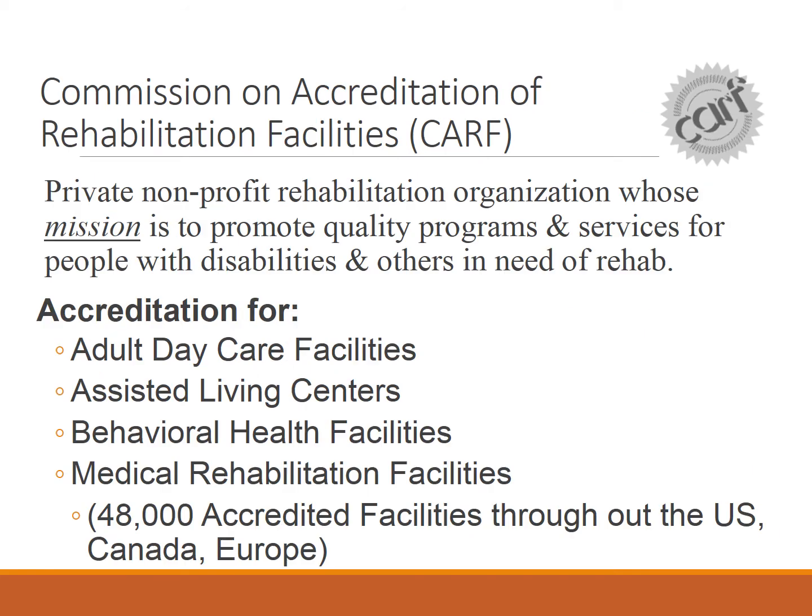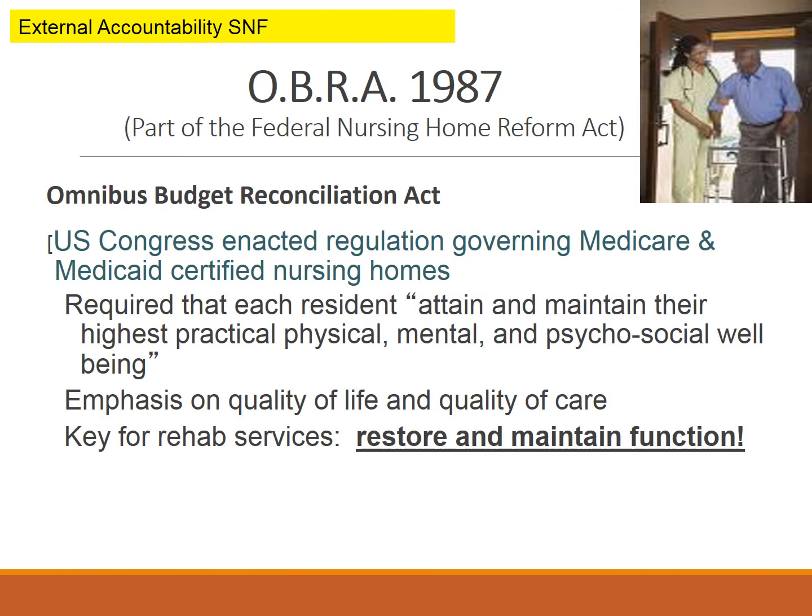There's also CARF, which is another accreditation organization, and this tends to focus on adult daycare facilities, rehab facilities, behavioral health, and so on. And CARF is quite big in nursing homes as well, as is Joint Commission. A company can choose whichever accreditation company they want to use, a facility or a program. They're going to use the one that their administrative team feels the most comfortable with, has used in the past.